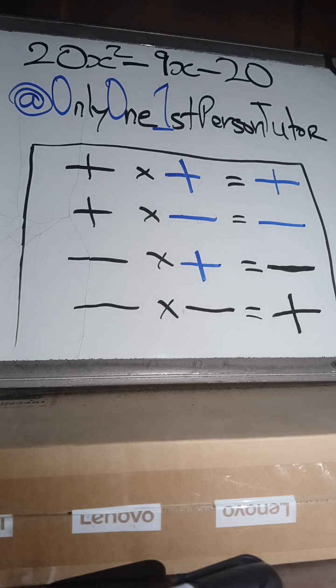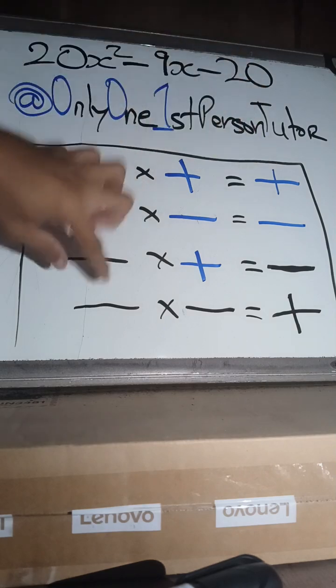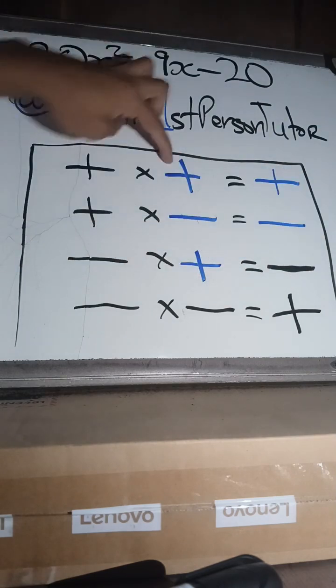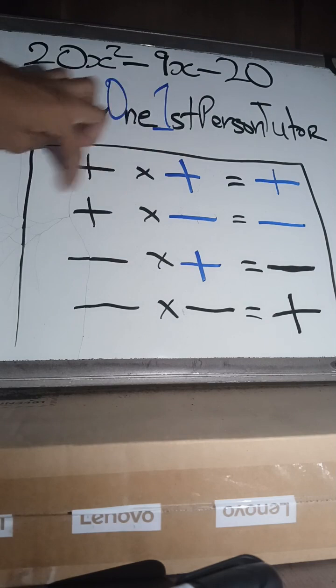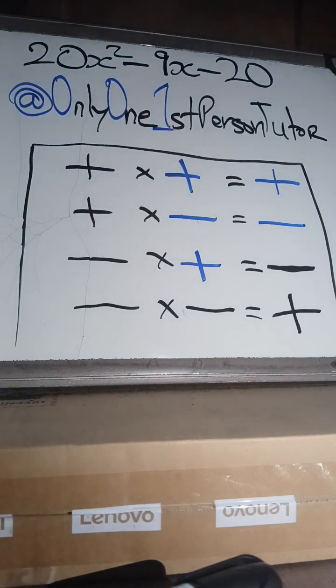Here's another way you can look at it. When the signs are the same, it comes out positive, right? So this times this comes out positive, this times this comes out positive. When the signs are different, they come out negative. So that's an alternative way of looking at that.